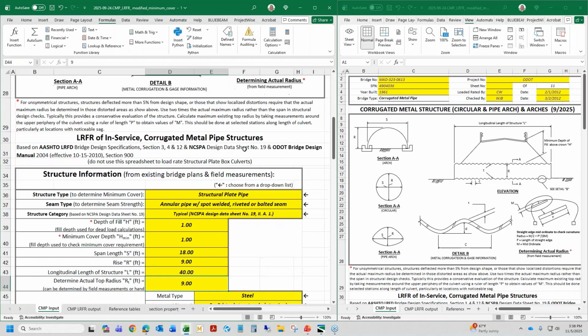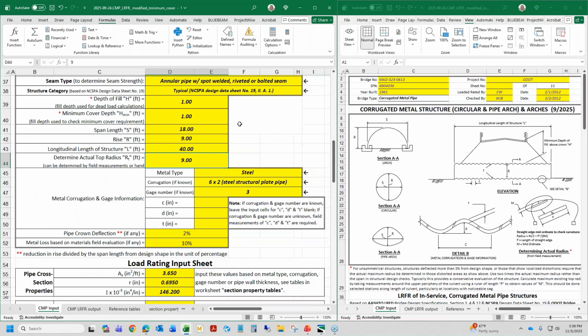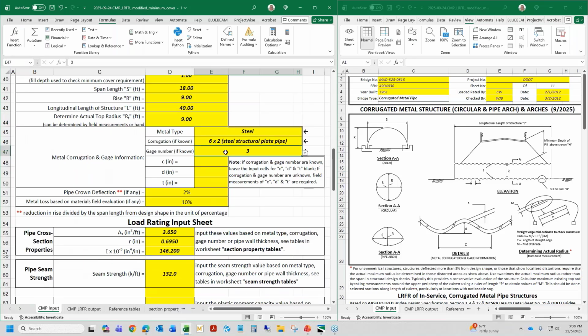So we'll go back. And we'll call it 3 gauge in this particular case. I've put in the crown deflection at 2%. And as we talked about earlier, we have a metal loss of 10% in the field.